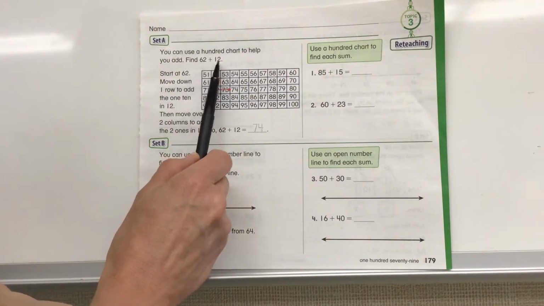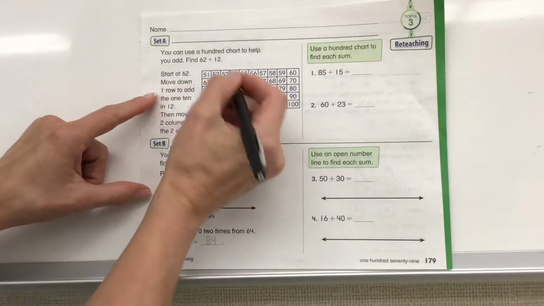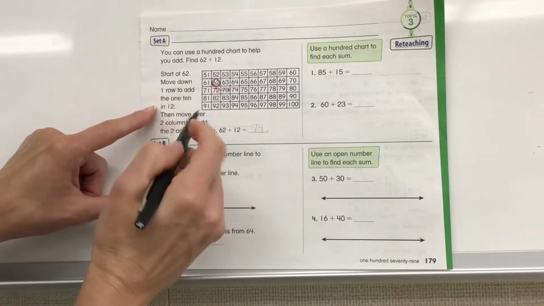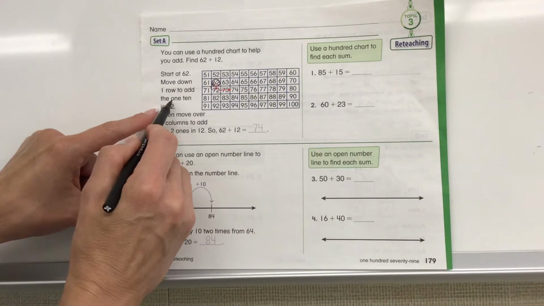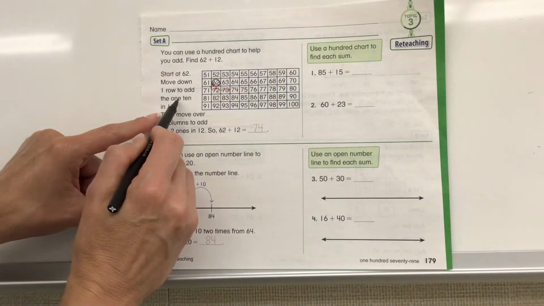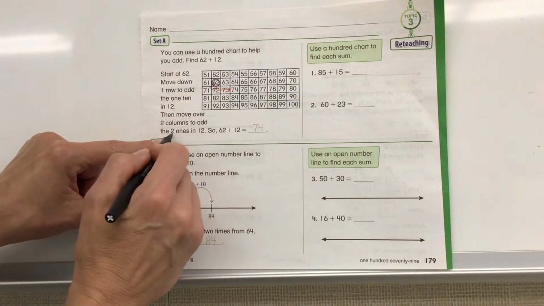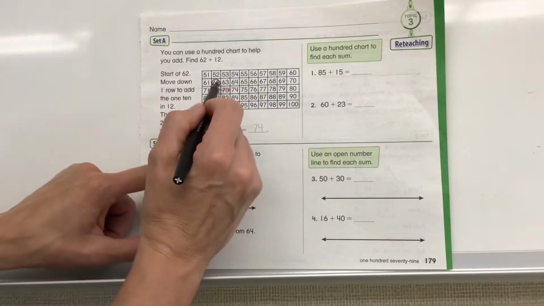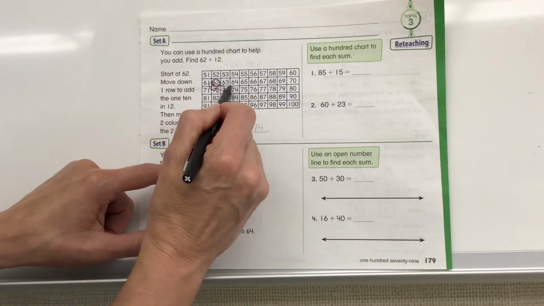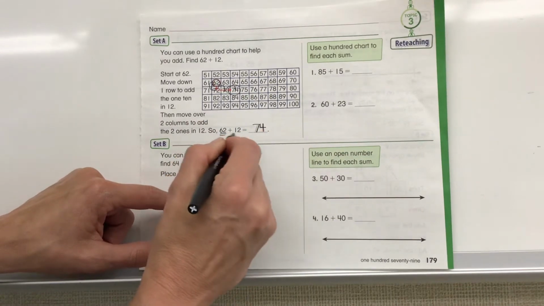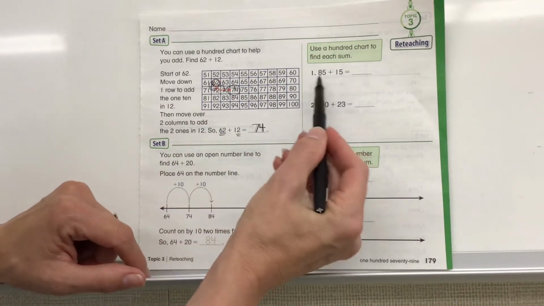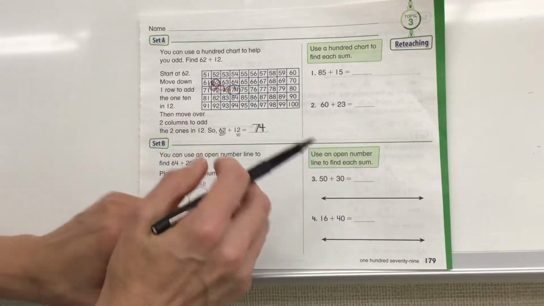Find 62 plus 12. So start at 62, move down one row because that's adding 10 in the 10 row, and then move over 2 columns to add the 2's in the 12. So 10, hop 11, 12 puts us at 74. So we know that 62 plus 12 is 74. So now we're going to find both of these on the hundreds chart.